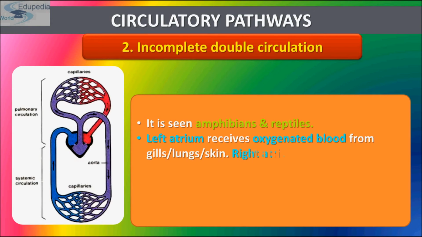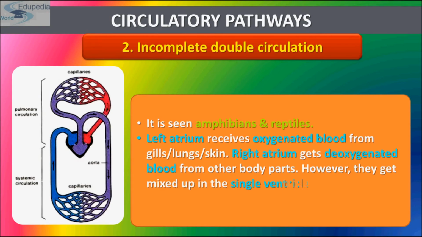In lungfishes, amphibians and reptiles, the left auricle gets oxygenated blood from the gills, lungs, skin and buccopharyngeal cavity, and the right atrium receives the deoxygenated blood from the other body parts. But the oxygenated and deoxygenated blood get mixed, and this is called incomplete double circulation.